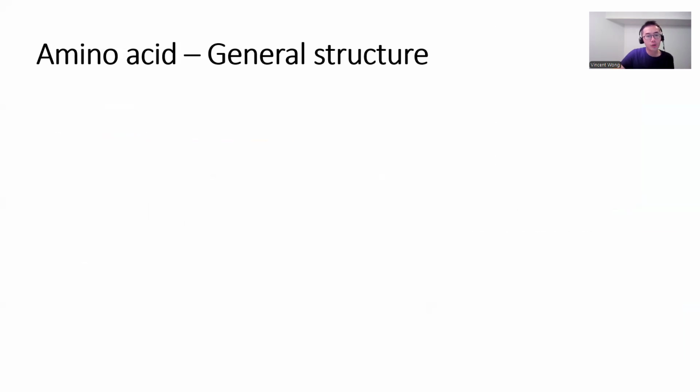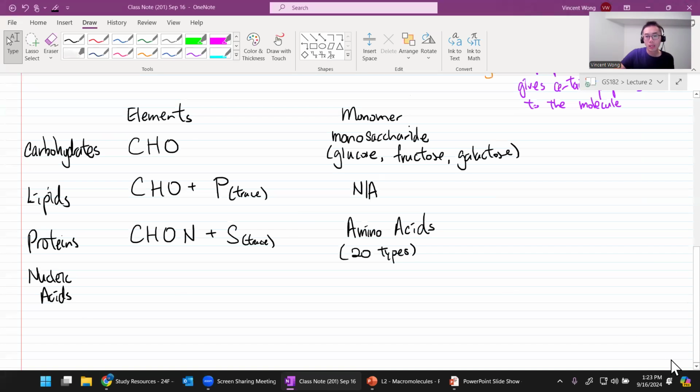Now, I'm not going to ask you to draw anything on the quiz or test. I think I told you that before. But I do want to draw the general structure of an amino acid to show you what it looks like, so it will help you understand a little bit better. Okay? At least I hope it will. So I'm just going to draw it next to this right here. Okay, so the amino acid looks like this.